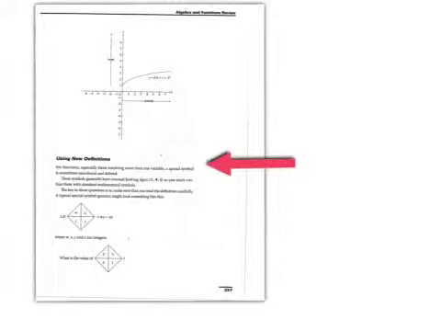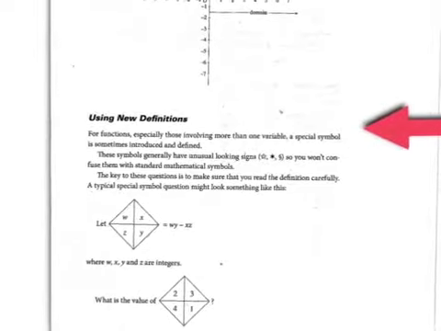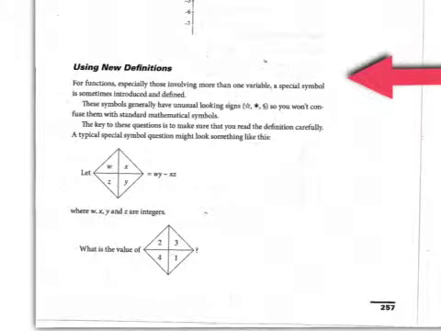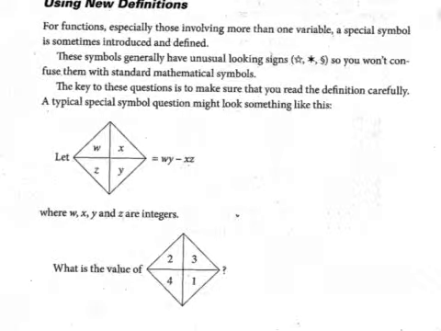Using new definitions. This is one of the things that the SAT likes to do a lot. Typically, the SAT or PSAT will give you something like: let this box with w, x, y, and z equal wy minus xz. So basically, you've got to use this idea to solve a problem, even though this is like nothing that we've ever done. They're going to define something in a unique way. And again, the SAT is just trying to see how well you can think through problems.